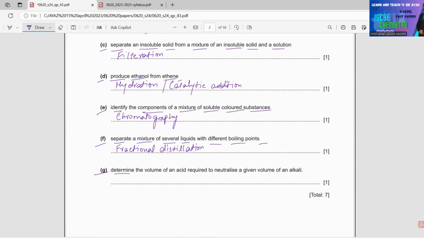Part G, determine the volume of an acid required to neutralize a given volume of an alkali. The process is known as titration. This method is used to find the concentration or volume of acid or alkali from the given set of information. So we have titration. Moving to the next question, which is question number 2.